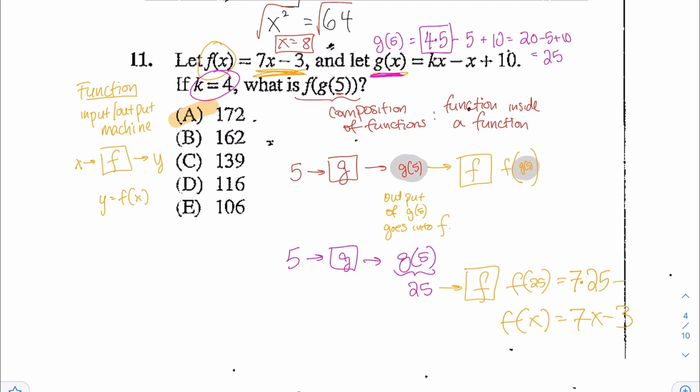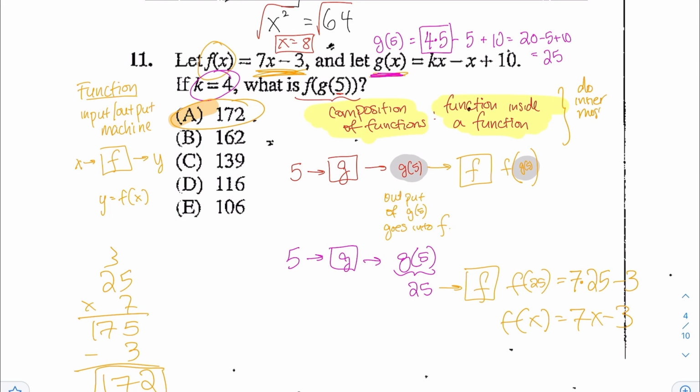You'll have 7 times 25 minus 3. And 7 times 25 is 175, and 175 minus 3 is 172. So that's how you would solve this composition of functions. It's a function inside a function, so you have to do the innermost function first. Just like the regular order of operations, you have to do the innermost function first before you do anything else.